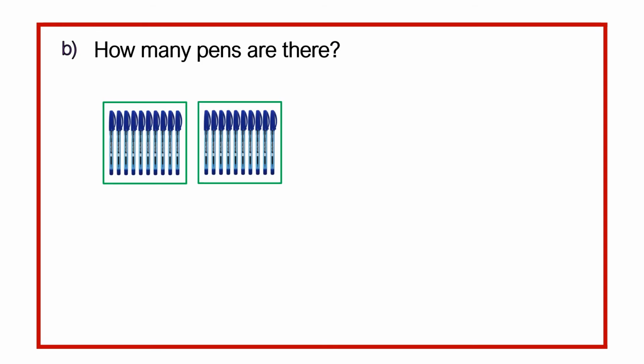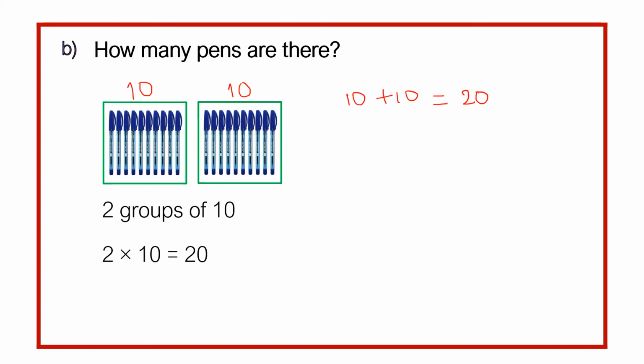For part B, we have got two groups of 10 pens. This means that in one group, we have 10 pens, and in another group, we have 10 pens. So this is actually 10 plus 10. And of course, 10 plus 10 equals 20. But also we know that two groups of 10 means 2 times 10.